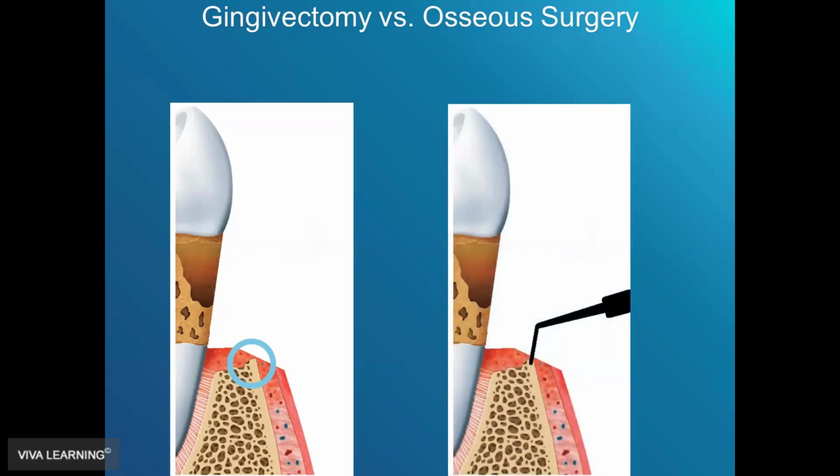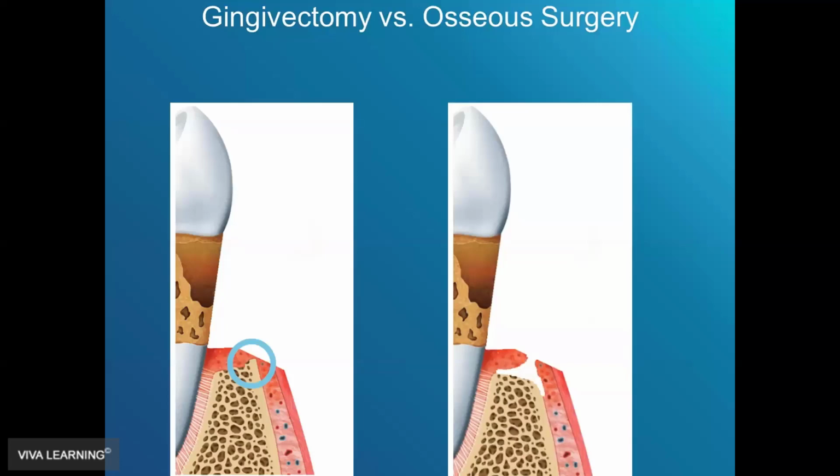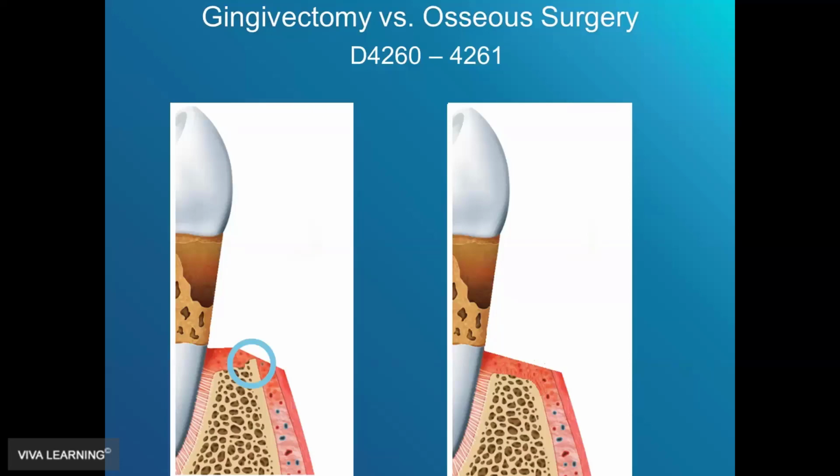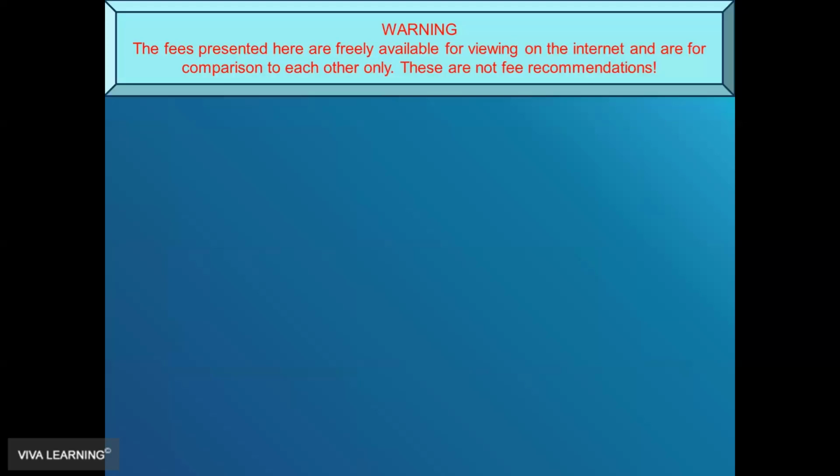So we actually have special inserts that will allow you to go in and recontour this bone. And you can do it like this in a minimally invasive manner. Sometimes a suture is needed, sometimes not. And then it heals up. And at that point, you're doing osteosurgery. So 4260 for 4 or more teeth, or 4261 for 1 to 3. And I think you'll see that the reimbursement on this is much more adequate, as I'm about to show you.